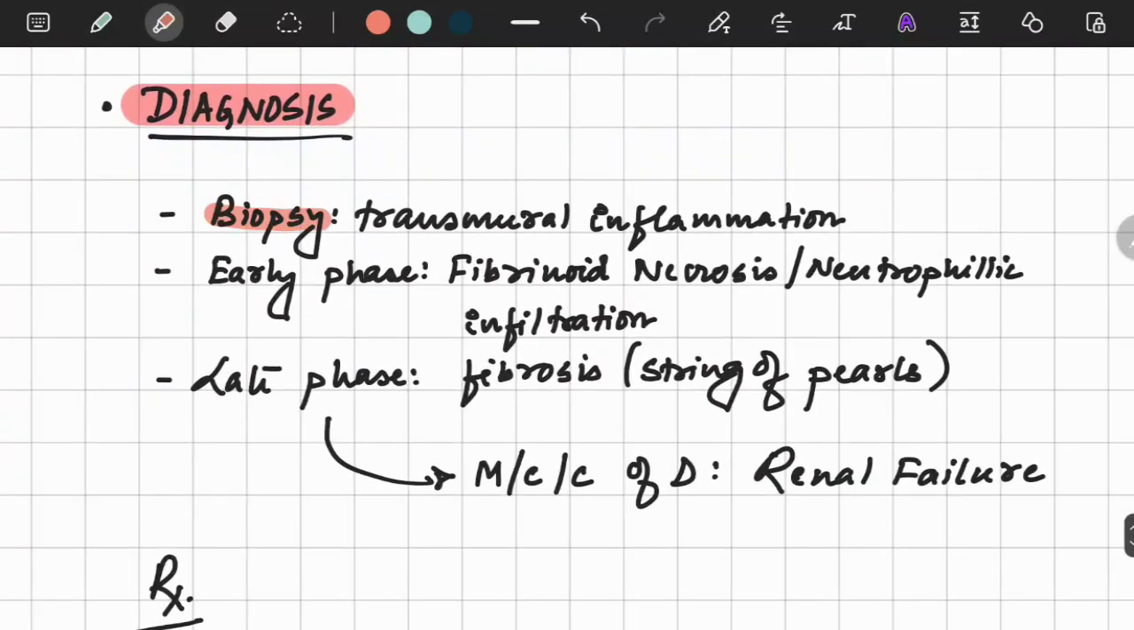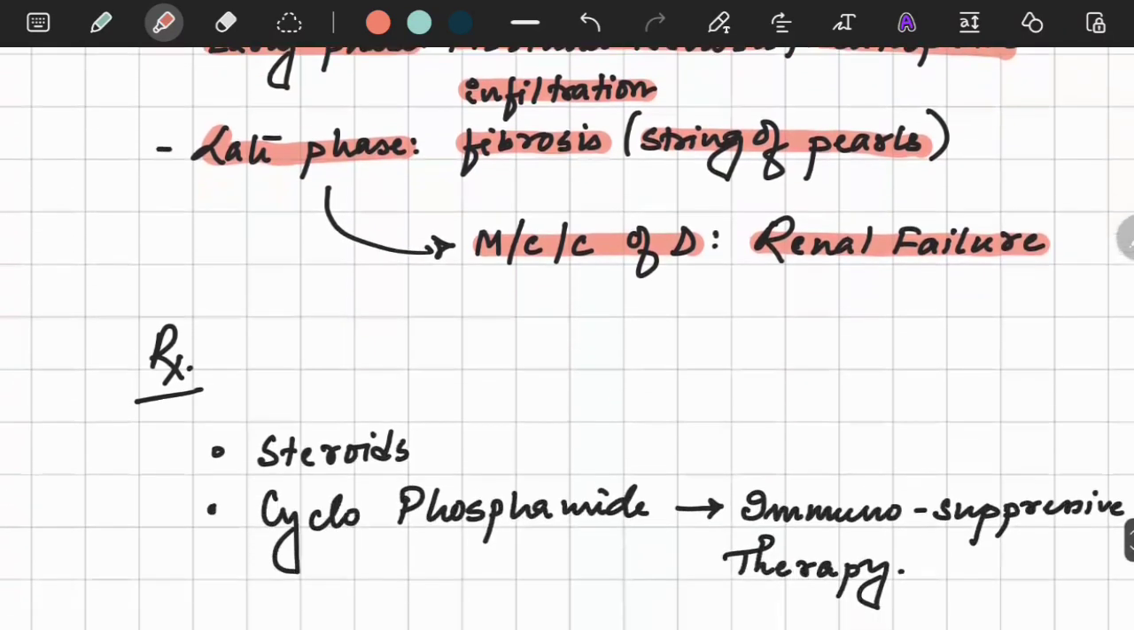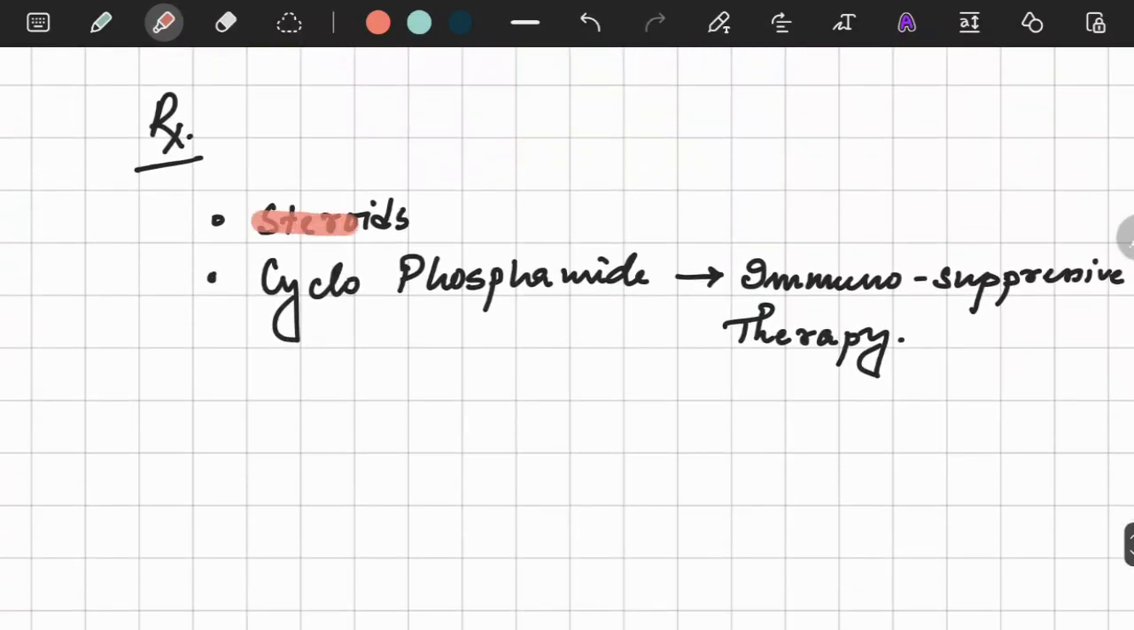Diagnosis: if we talk about biopsy, we find transmural inflammation. In the early phase, fibrinoid necrosis is present and neutrophilic infiltration is appreciated, but in the late phase, there is presence of fibrosis, which gives a string of pearls appearance. The most common cause of death in polyarteritis nodosa is renal failure. Treatment is by steroids and cyclophosphamide, which is basically immunosuppressive therapy.